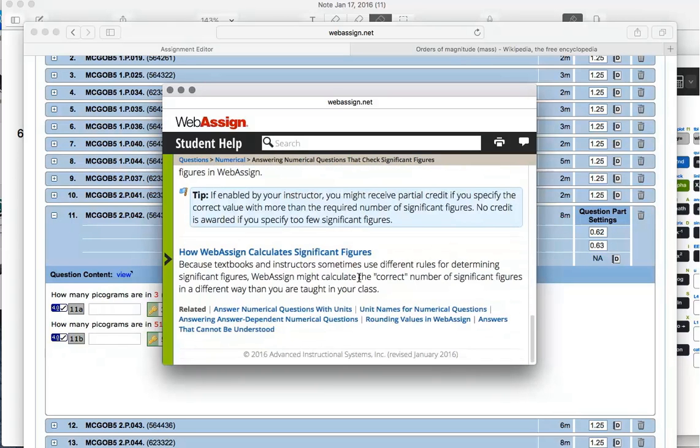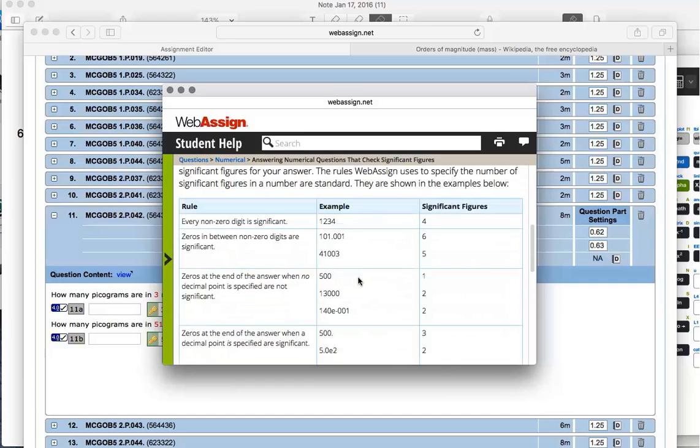Just like we said. And this is exactly how WebAssign reads them. WebAssign reads this number a little differently than we say it. We don't know, but a computer, that's not a good enough answer for a computer. So the computer says if it sees the number 500, that's 1. If you see the number 13,000, that's 2, because these zeros are considered insignificant in WebAssign. You see 1.40 times 10 to the minus 1, times 10 to the first, it's 2 significant figures. There's 2 right there. That's 2.